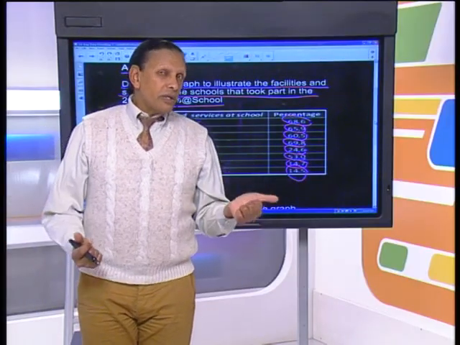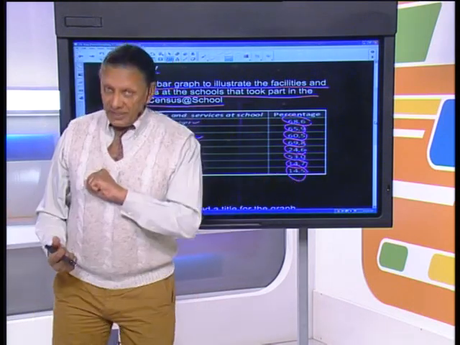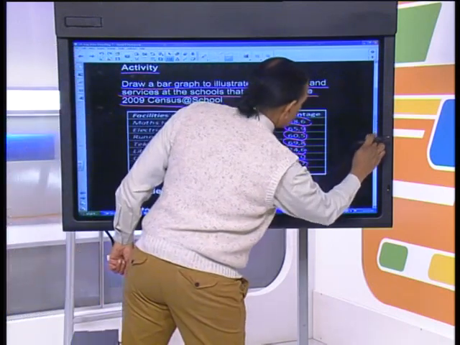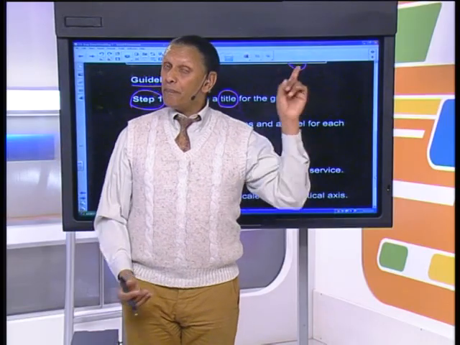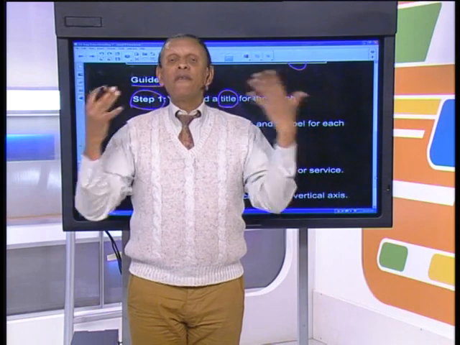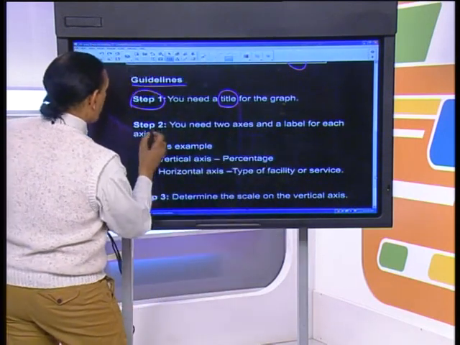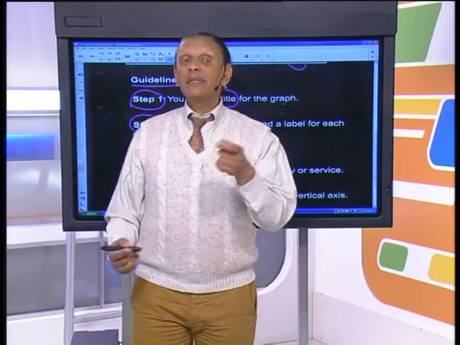Remember, the last time I told you, when you do your research, you ask questions, and when you get all your data, you put them in a table like this. So this is the data in the table. Now, here are your guidelines. Step one, you need a title for your graph. Please, people, any graph must have a title. Remember the pictograph? There must be a title so that whoever looks at your graph must know what this graph represents. Very important. Step number two, you need two axes. One axis and two axes. Plural form, right? Remember, guys, very important.